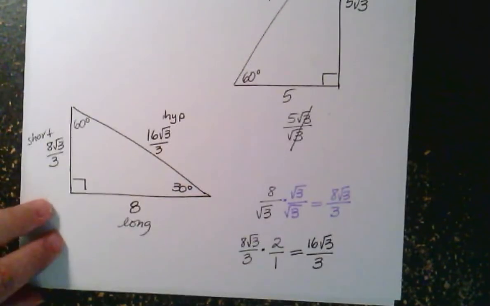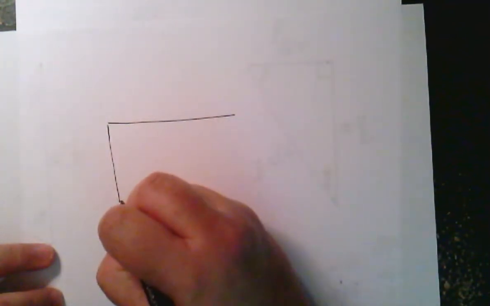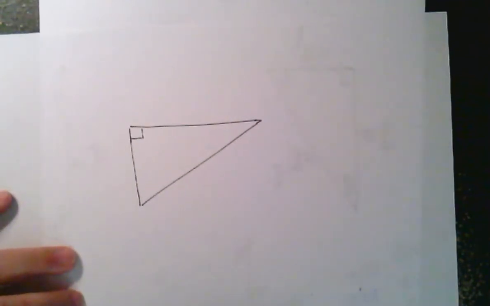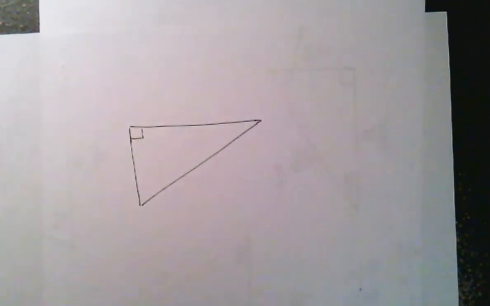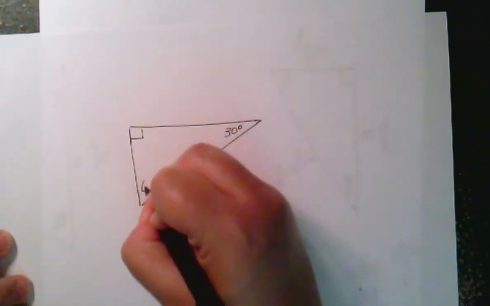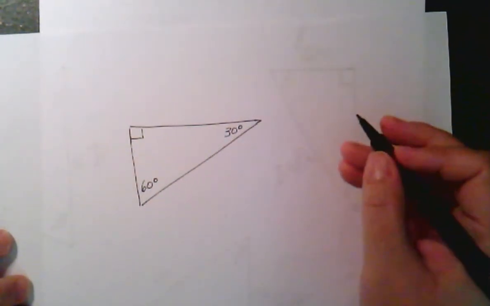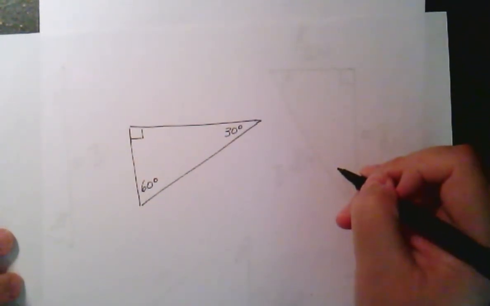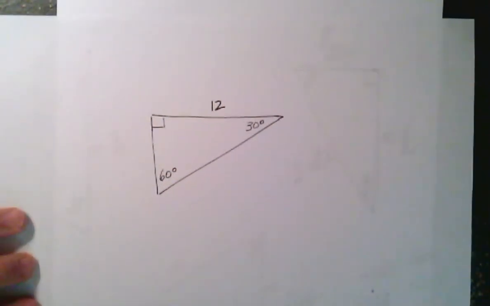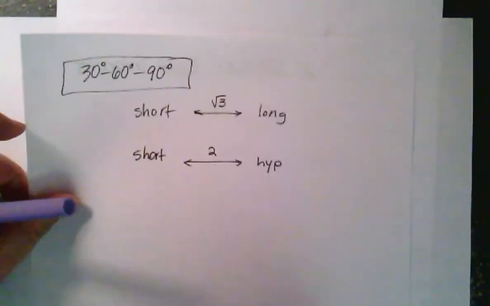All right. Last but not least, I want to show you one where we start again from the long leg, because starting with the long leg is the more complicated way. If you start with the short leg, you just follow the rules. If you start with the hypotenuse, you take hypotenuse divided by 2, and then you've got short and go from there. All right, so here's my 30, here's my 60. Let's suppose that the long leg is, let's say it's 12.